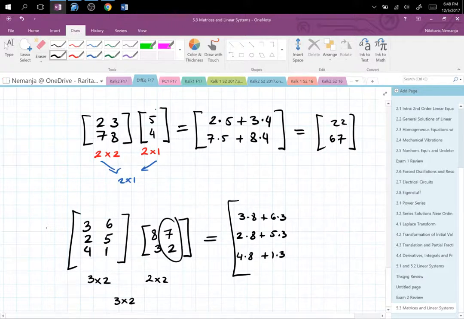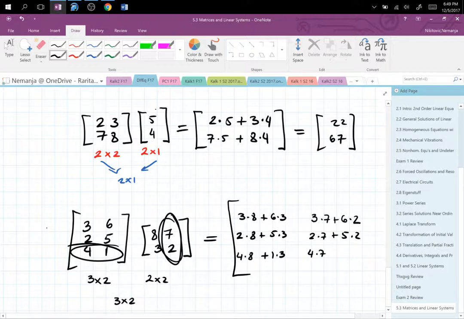And now I'm jumping and using 7, 2 on the first row. So I have 3 times 7 plus 6 times 2. And then I jump 1 down. 2 times 7 plus 5 times 2. And then I jump 1 down. 4 times 7 plus 1 times 2.